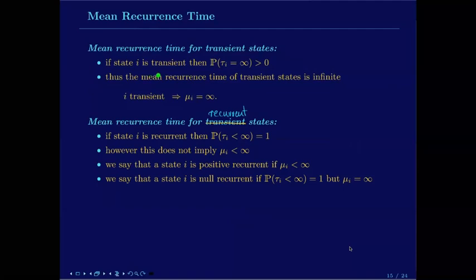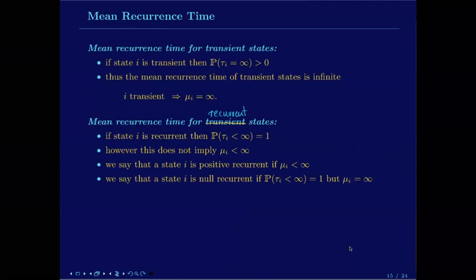It can no longer be transient, because the mean recurrence time is anyway infinite. And secondly, we say that a state i is null recurrent if it is recurrent, so the probability that the recurrence time is finite equals 1, but the mean recurrence time is still infinite.